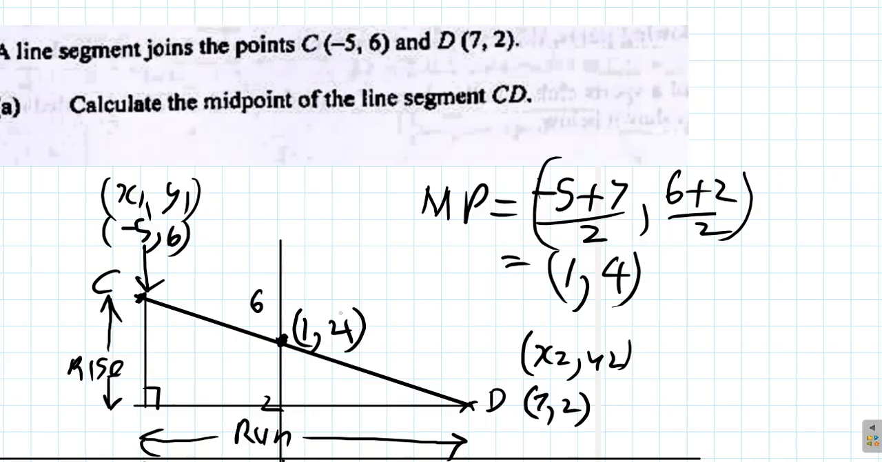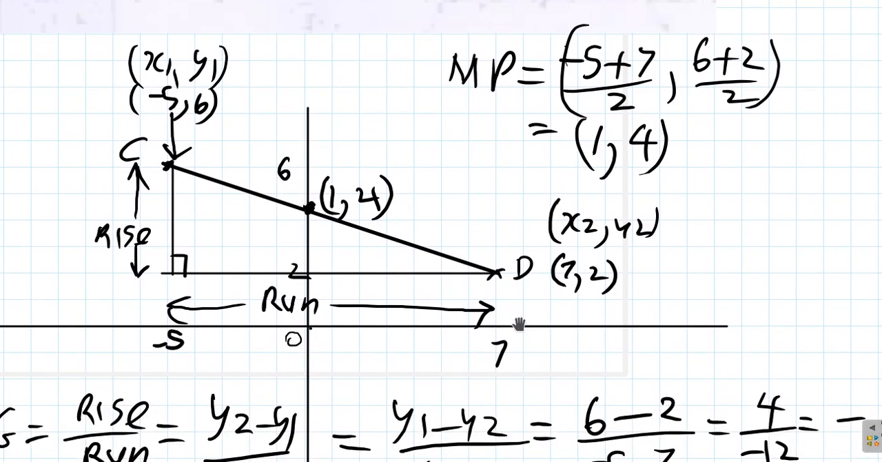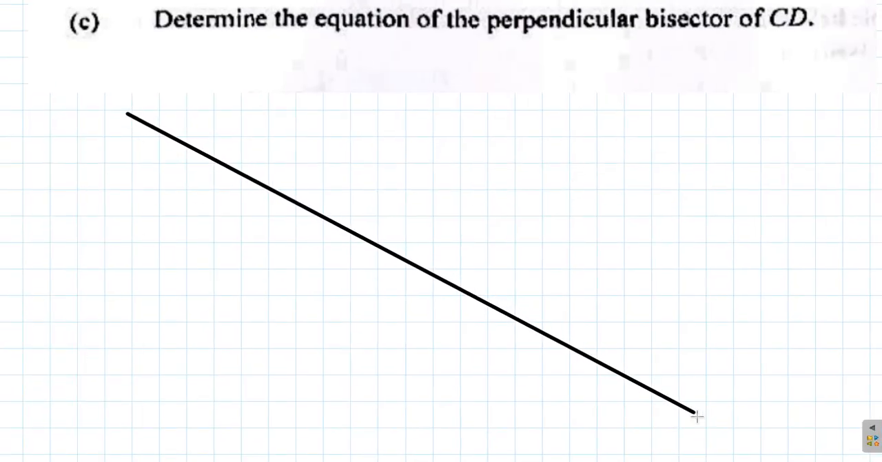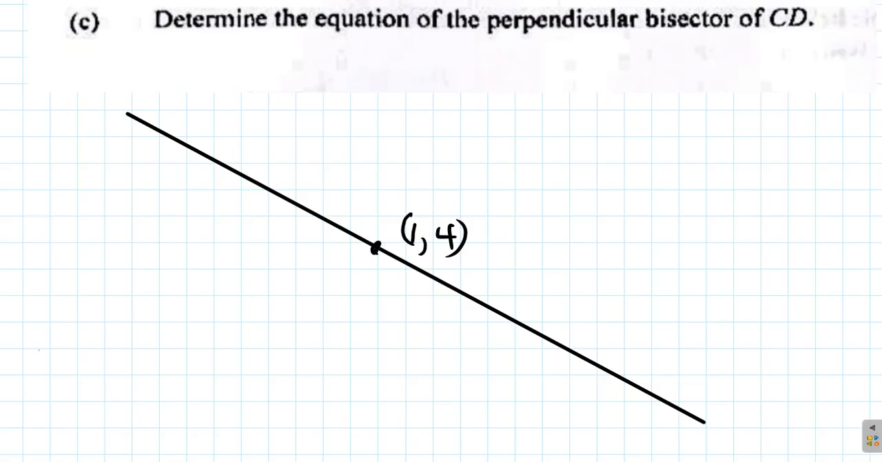Alright? Now the perpendicular bisector would be at right angle to it. Now I don't want to crowd that diagram too much, so let me just redraw. So here the midpoint is at 1, 4. Now the perpendicular bisector would be something like this. A graph. A straight line passing through the midpoint at 90 degrees to it. Alright?